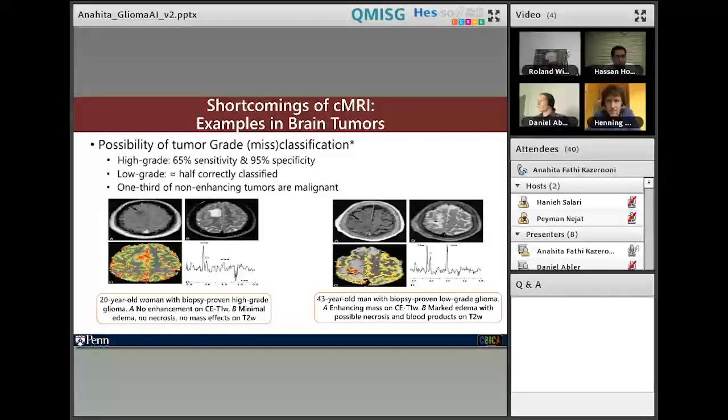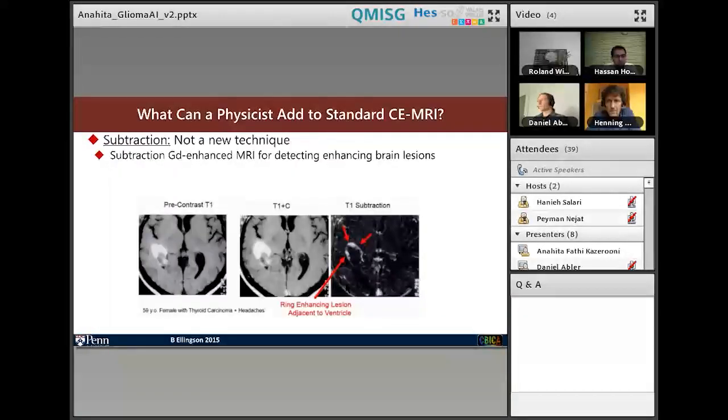65% sensitivity and 95% specificity has been shown for high-grade gliomas, which is not very accurate. And for low-grade gliomas, almost half of them are correctly classified. And it has been shown that one third of non-enhancing tumors are actually malignant, but based on conventional MRI, they might be interpreted as a low-grade tumor.